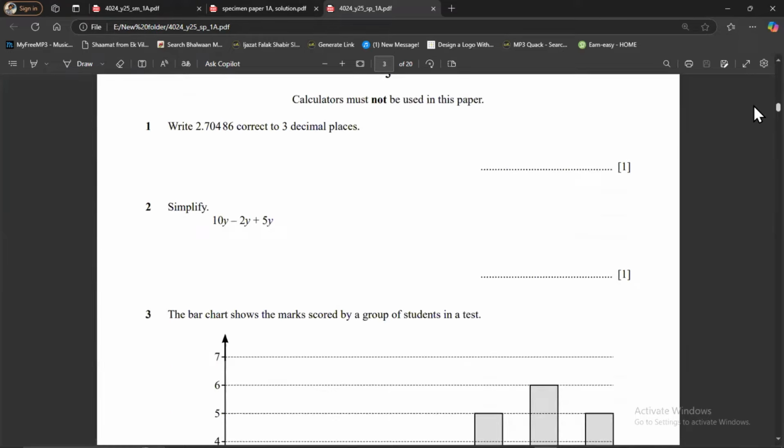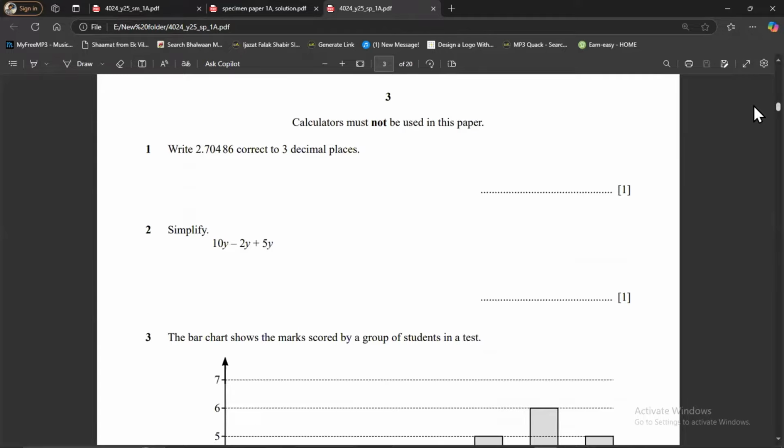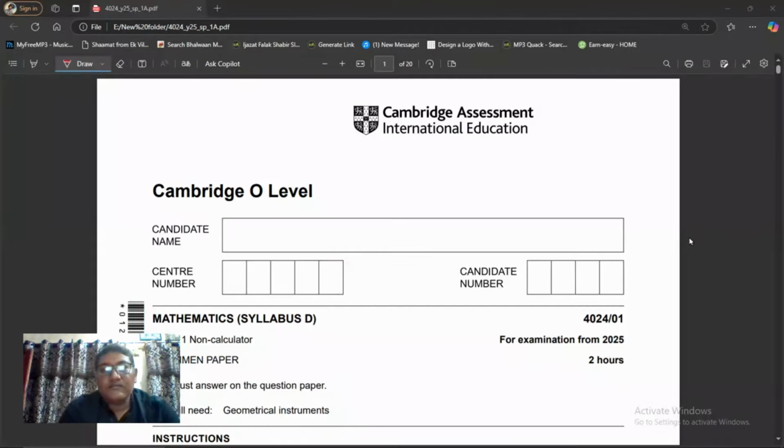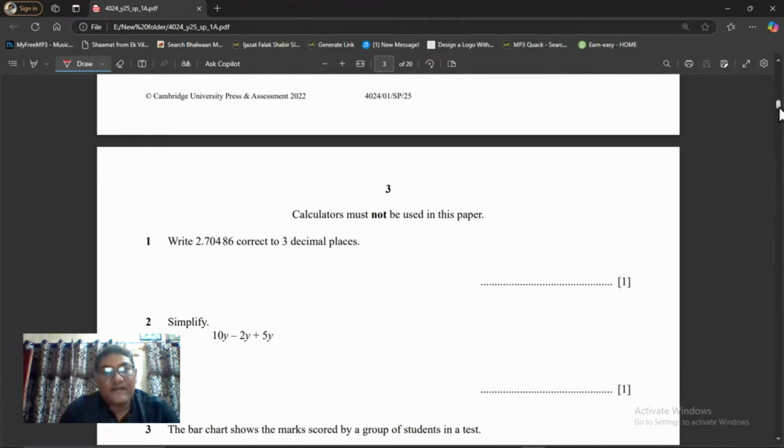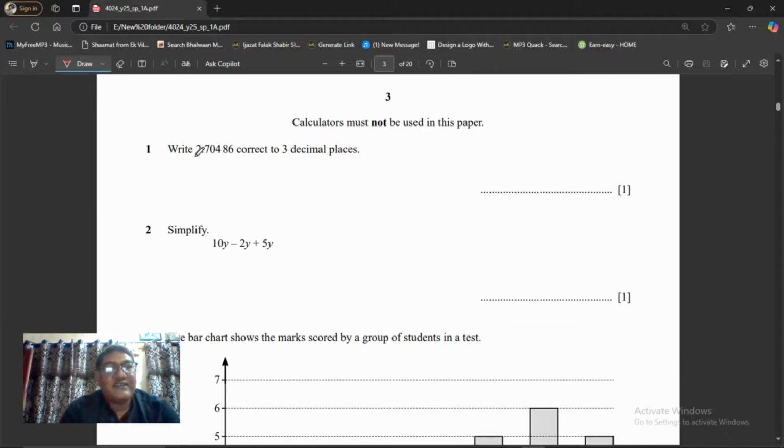So, question number 1 of this paper is showing up on your screen. He says, write 2.70486 correct to 3 decimal places. There is a little change in question number 1. Here he said to write 2.70486 correct to 3 decimal places. The key phrase is 3 decimal places, so I will write it.